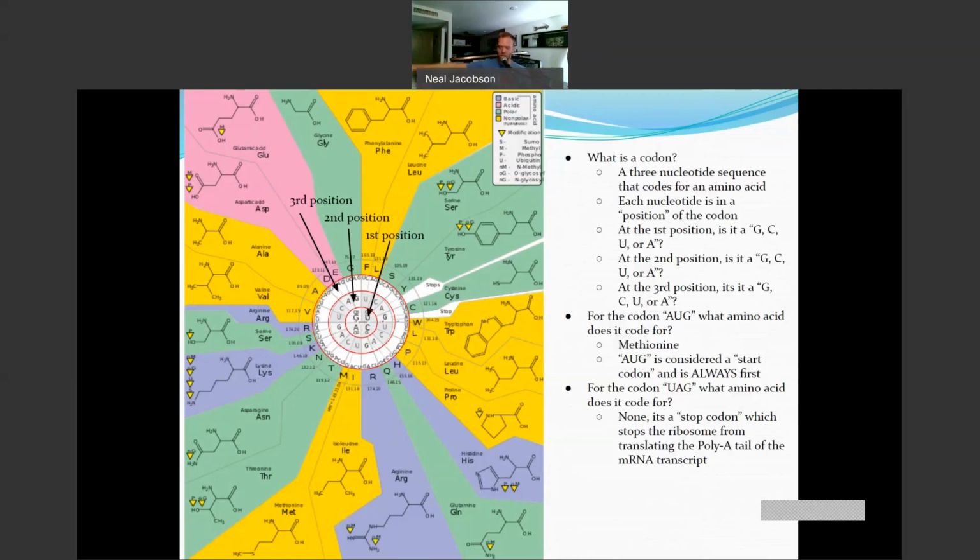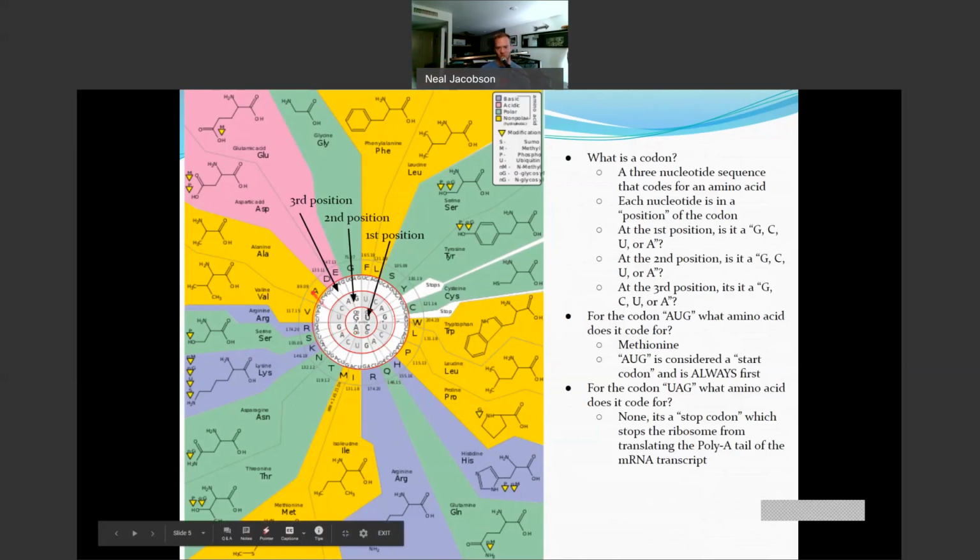And so if there's all those A's tagged on the end, how does the ribosome know when to stop translation? Because otherwise it would just make a whole bunch of AAAs. So look here, what would AAA be? Lysine. So you could get a polylysine tail on your amino acid if the ribosome doesn't stop translating.